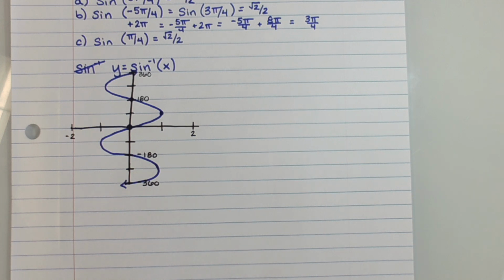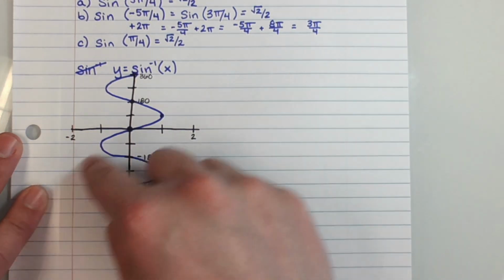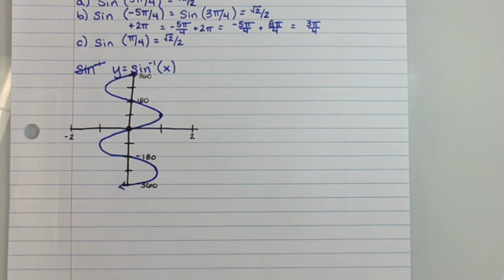Because the way that inverse functions are related is they are a reflection across the line y equals x. They are a reflection across a diagonal line. And when I take a sine function and reflect it across a diagonal line, it starts to look like this. This is not a function as drawn. This does not pass the vertical line test. This is not actually the true graph of sine inverse.